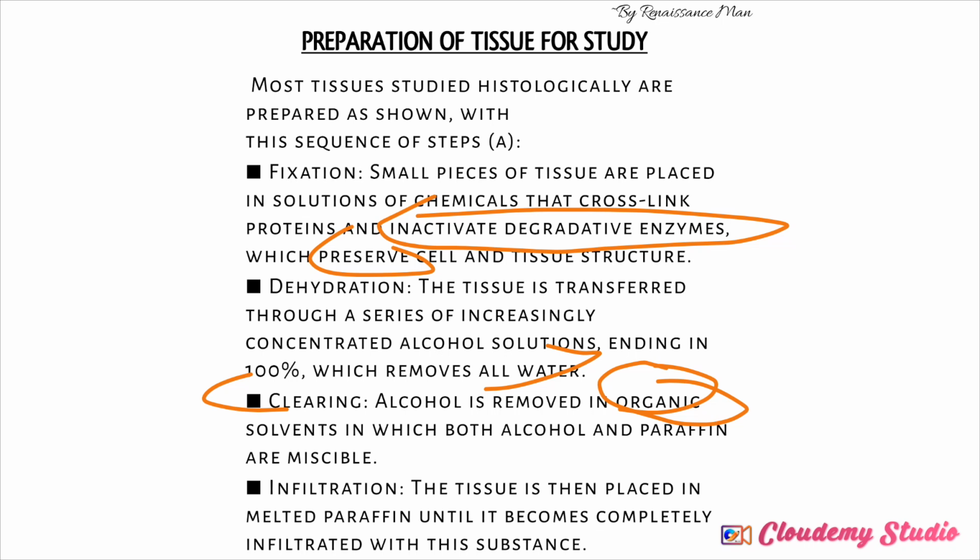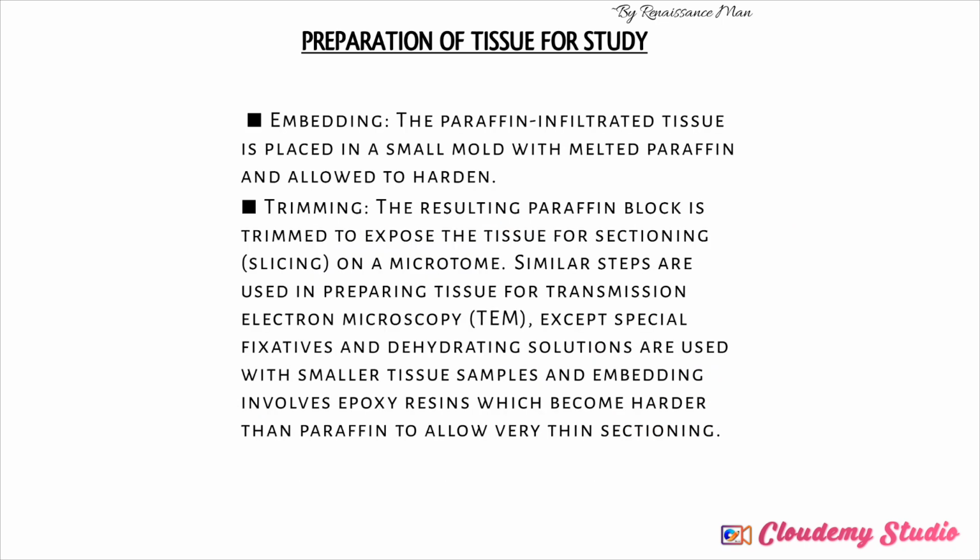Now, next one is embedding. The paraffin infiltrated tissue is then placed in a small mold with melted paraffin, and we allow it to harden. So that's the purpose of embedding. We allow it to harden. You understand now?